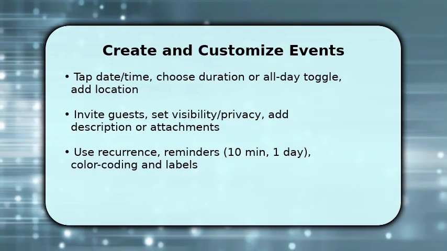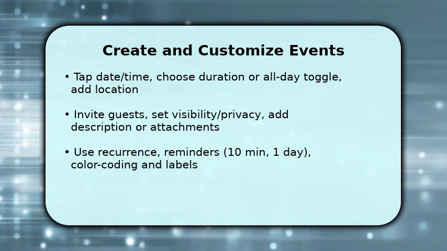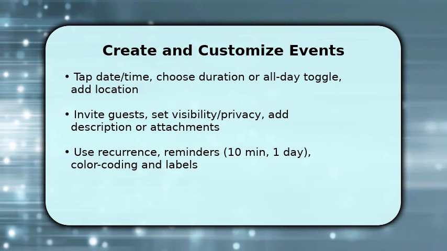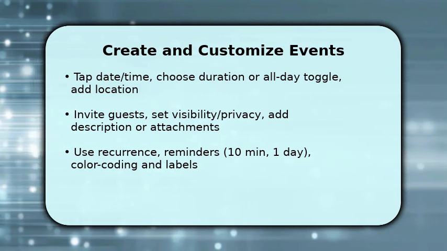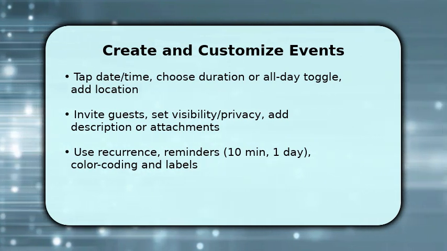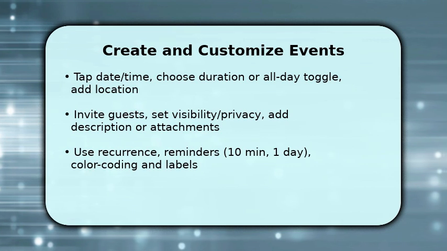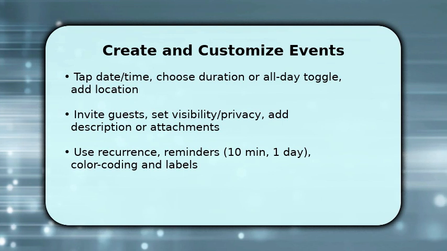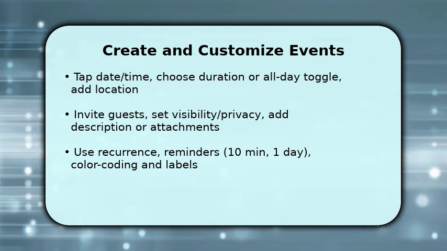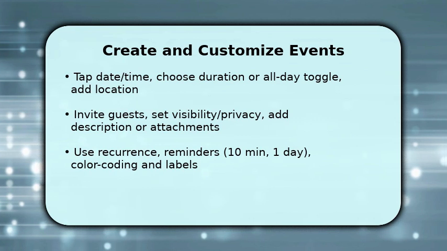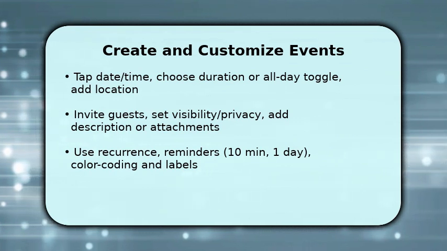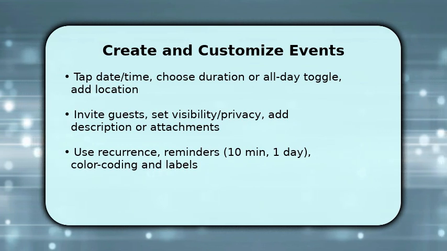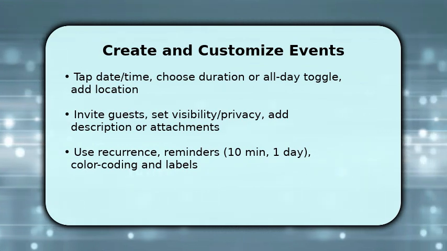You now create and customize events. Tap a date and time, pick duration or toggle all day, add a location so maps and travel estimates appear. Next, invite guests and set visibility versus private so others see only what's needed. Add descriptions, attachments, and links for context. Use recurrence rules for repeating events and choose reminder lead times like 10 minutes or 1 day. Finally, color code and label events to scan your schedule quickly and reduce cognitive load.